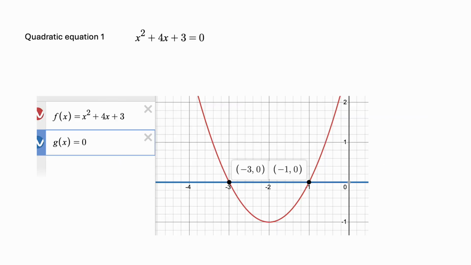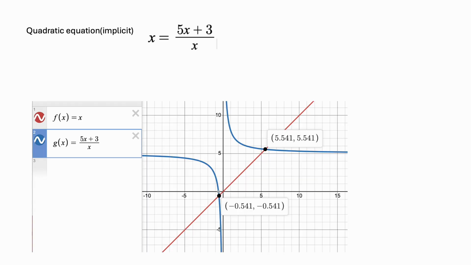For quadratic equations, we have two solutions. For this one, we have x is -3 or x is -1. For this one, it looks like a linear equation, but it is actually a quadratic equation. And we have two solutions according to this graph.